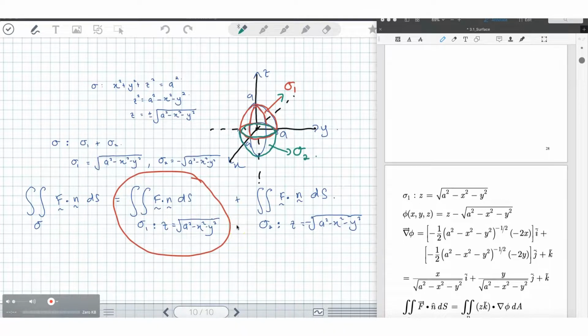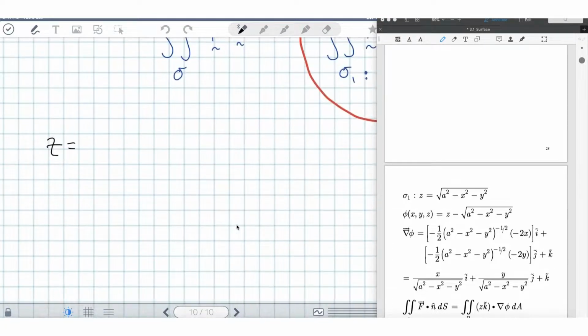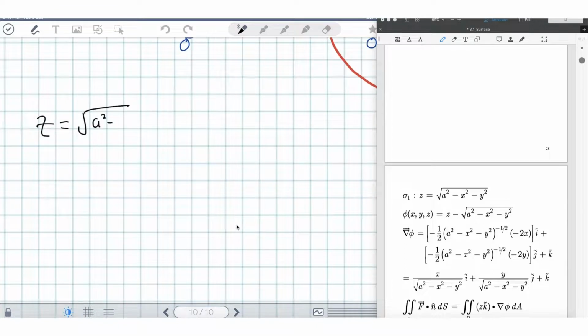So now I want to settle down for the positive z. We want to obtain n. First you have to decide what the equation is. z is given by the square root of a squared minus x squared minus y squared. In this case, we can see that z is a function of x and y. So what is the phi for this?